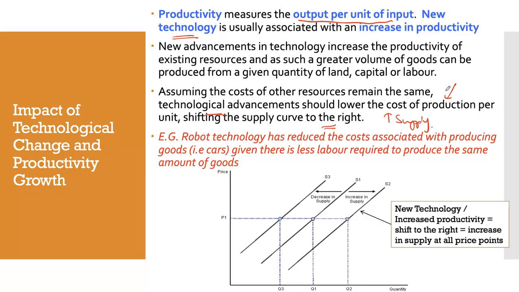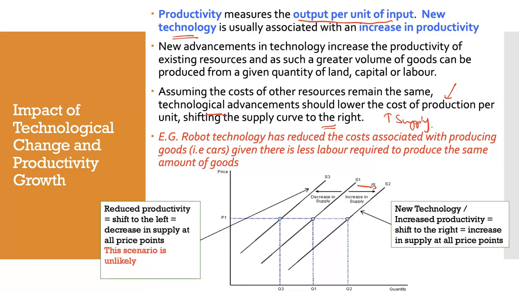So, new technology and increased productivity will result in an increase in supply at all price points, or a shift to the right. If we have reduced productivity, which is, as you can see here, probably more so an unlikely scenario, but it could happen, there will be a shift to the left and a decrease in supply because we're actually having our costs go up. There's less incentive to produce goods at each price point.